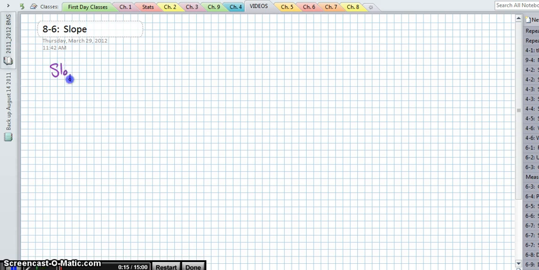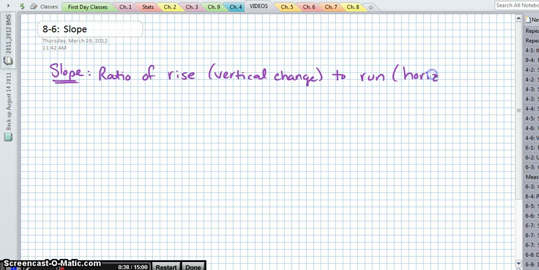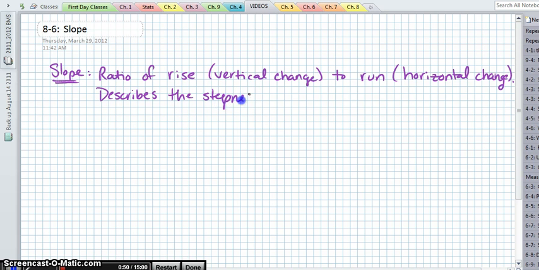So the slope describes the steepness of a line, just like a rate of change, and it is the ratio of the rise to the run. We've stated this previously as well. That's the vertical change, the rise, to the run, the horizontal change. And again, it just describes the steepness of a line.